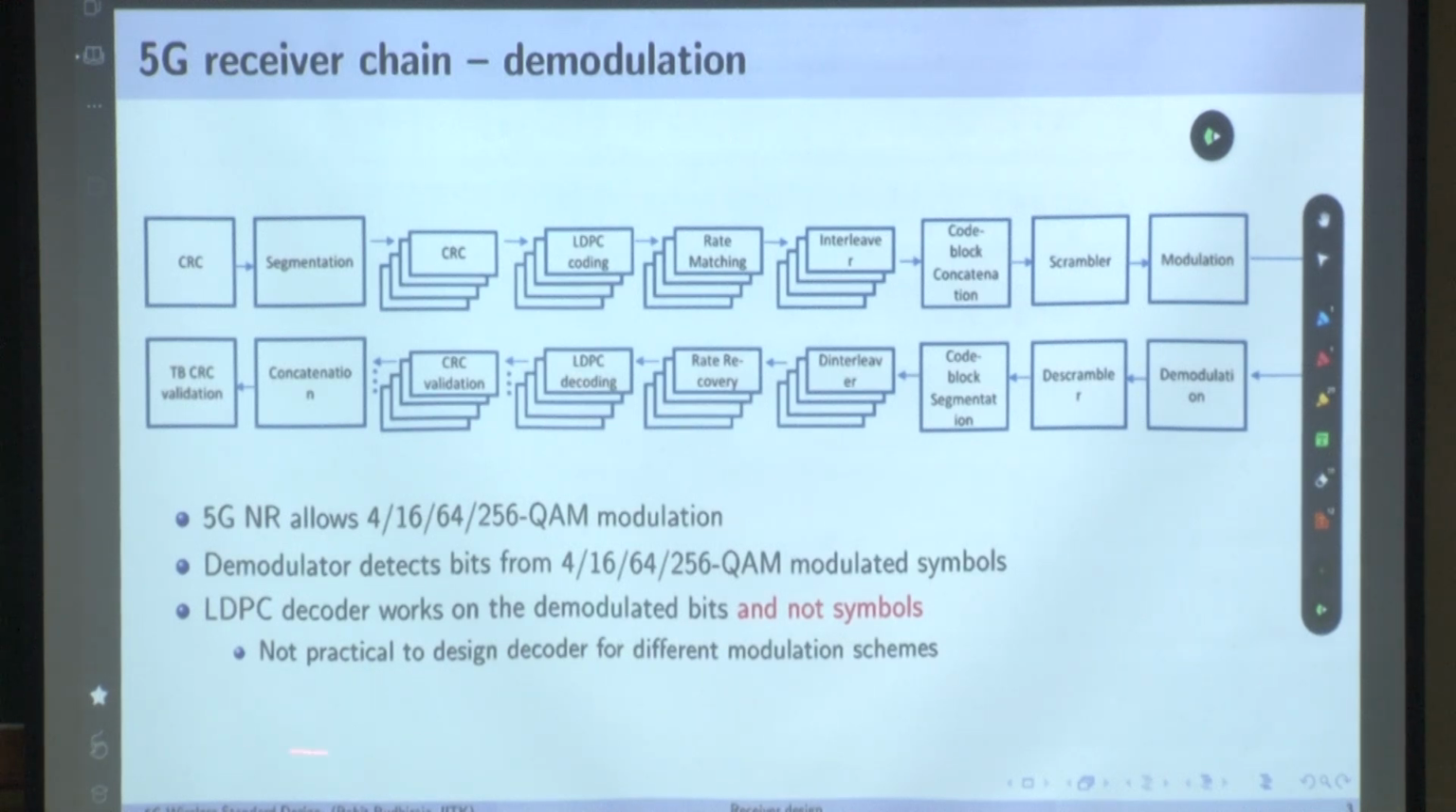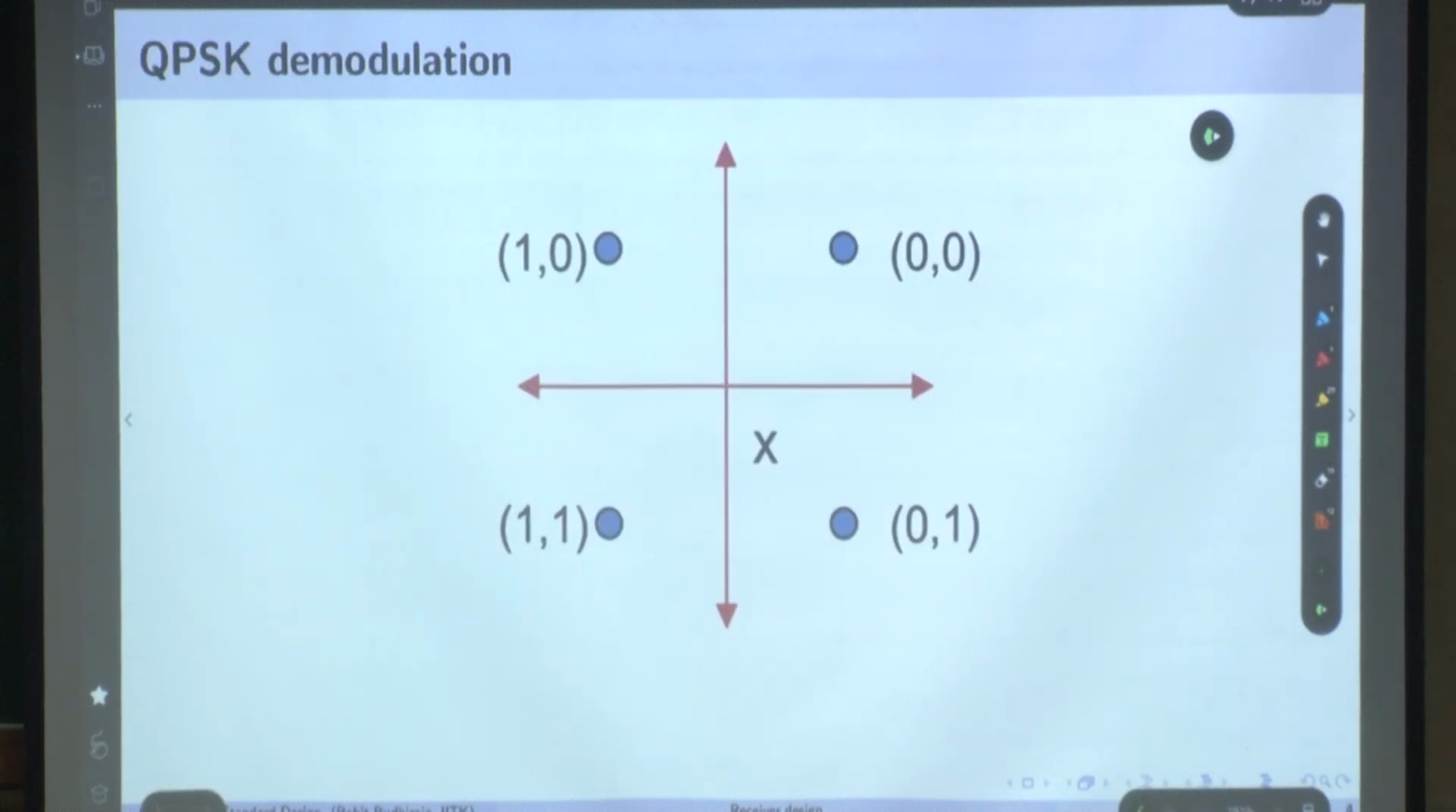Okay, it will work, but it's not practical to design. So that's why basically this demodulation is there, so that it gives you bits. Okay. So now what is happening? We'll take an example of QPSK demodulation.